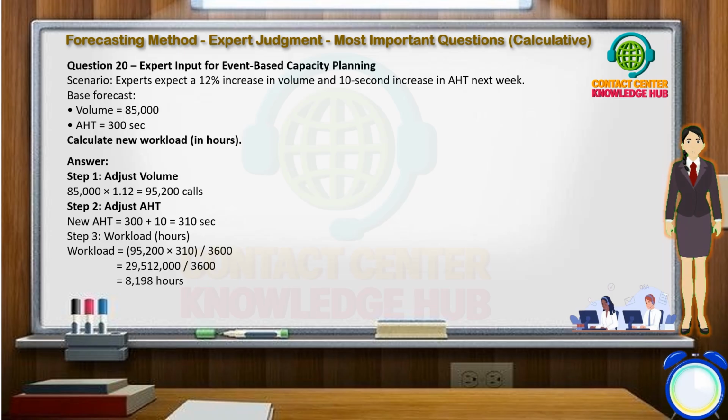95,200 times 330 equals 31,416,000 seconds. Now convert seconds to hours. 31,416,000 divided by 3,600 equals 8,726.67 hours. Rounded for planning, that is 8,727 hours. Answer. The expert judgment workload for next week is 8,727 hours.